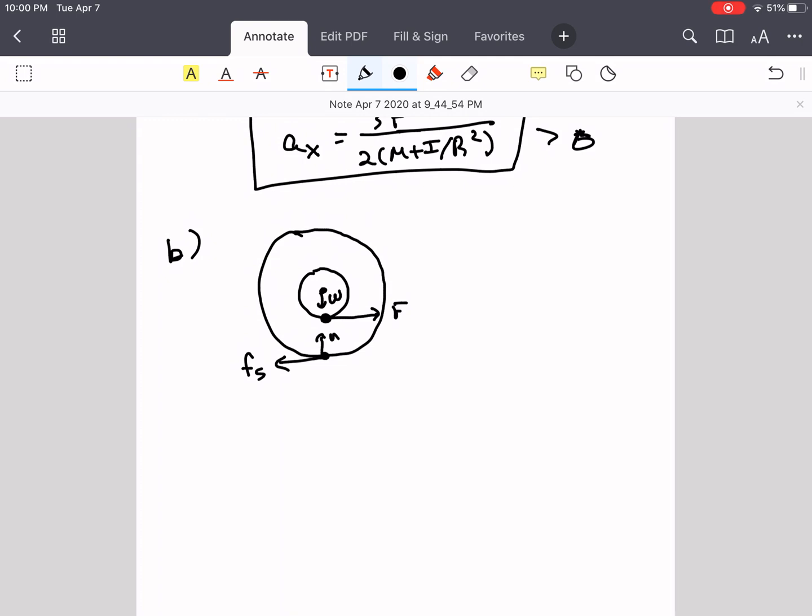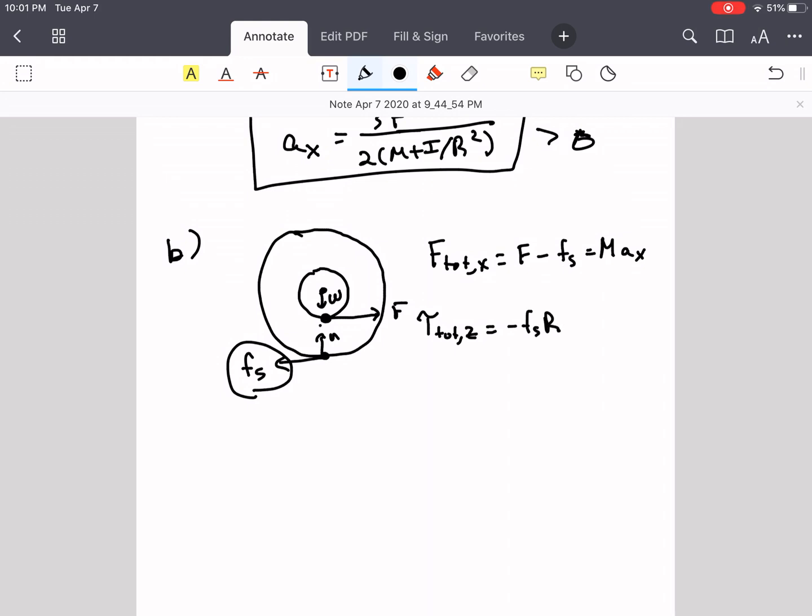So for instance, if I do Newton's laws, the total force in the x direction, nothing changed. It's capital F to the right minus Fs to the left is equal to mass times acceleration. But now my torque has changed. So let's talk about the total torque in the z direction. Fs times r hasn't changed. That still causes clockwise rotation, and therefore it's negative Fs times r.